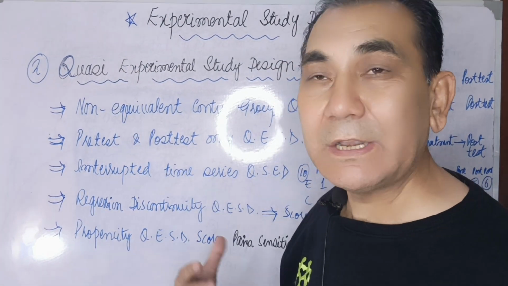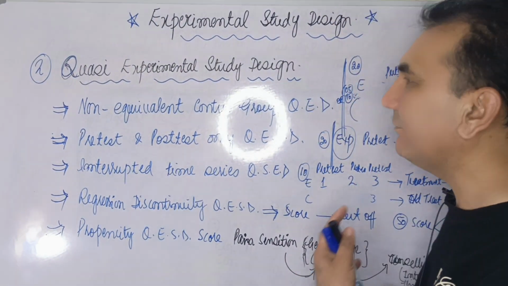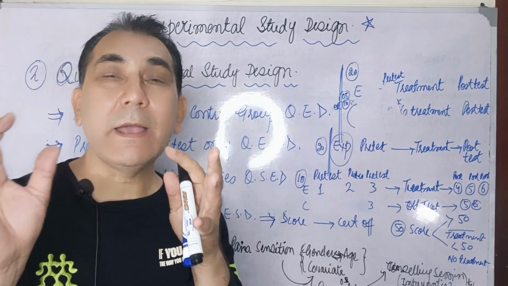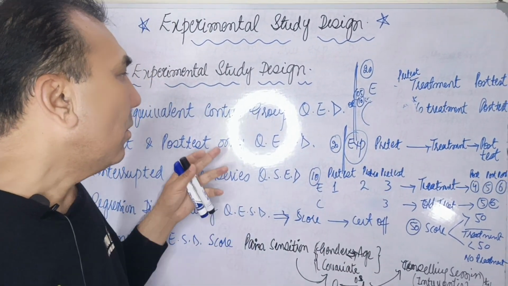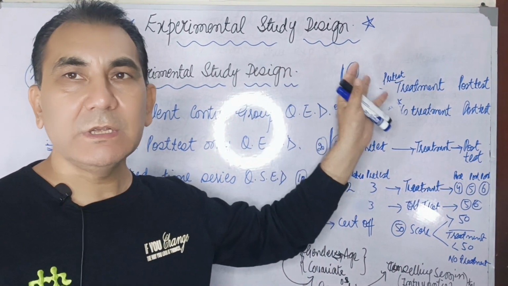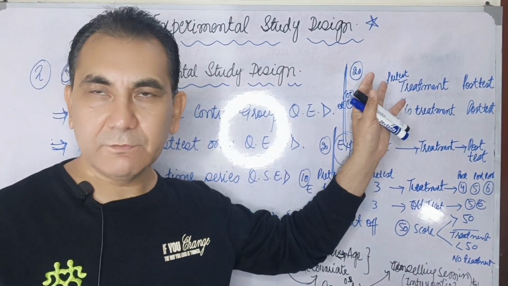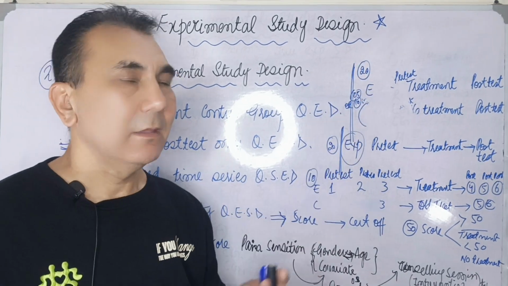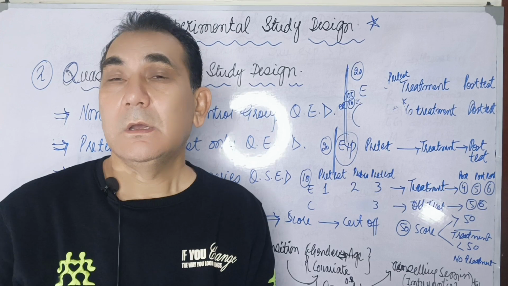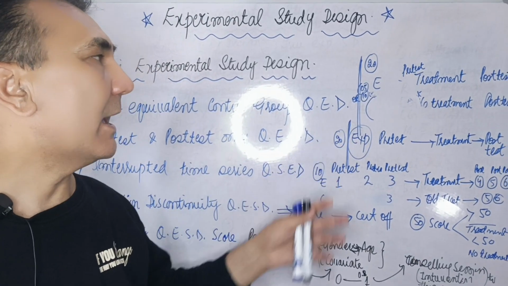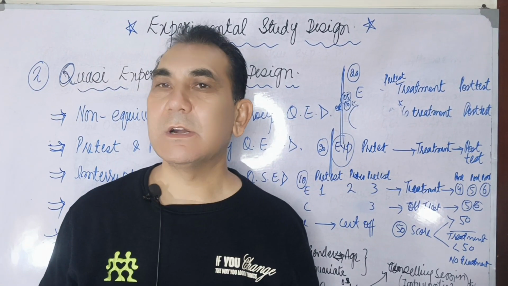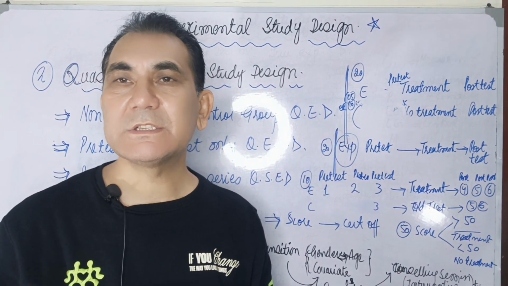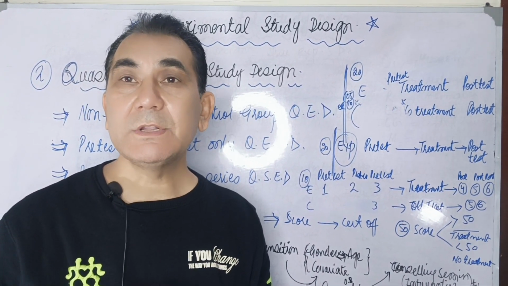The first is the non-equivalent control group study design, in which the control group is not equal to the experimental group. Okay, meaning if the researcher, after calculating the sample size by using the formula, takes 20 participants in the experimental group, and for the control group he takes 5 or 10, just to compare the results between the intervention group and the control group.